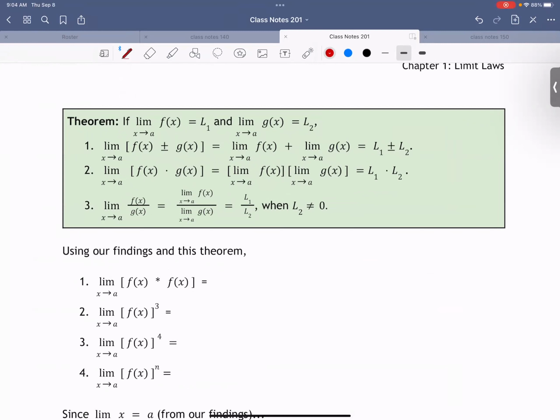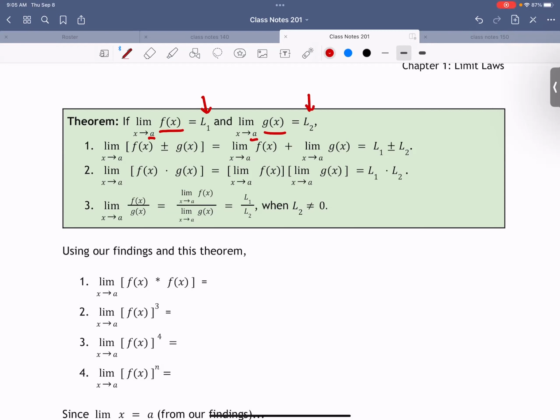Okay. I know this looks a little bit funky, but let's just break this down a little bit. Let's say we have 2 functions, f of x and g of x. So they're 2 different functions. They have their own different graphs. And we're approaching a specific x value. So maybe we're trying to find the limit as x approaches 3 or 4 or something of both of these functions. Function 1 has one limit, L1. Function 2, g of x, has L2 as its limit, okay?